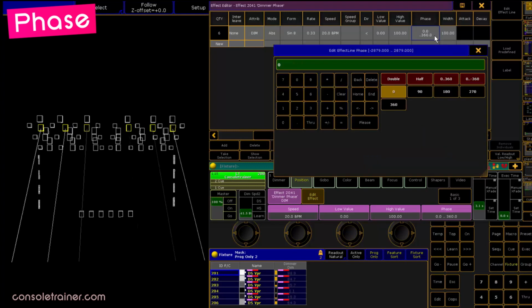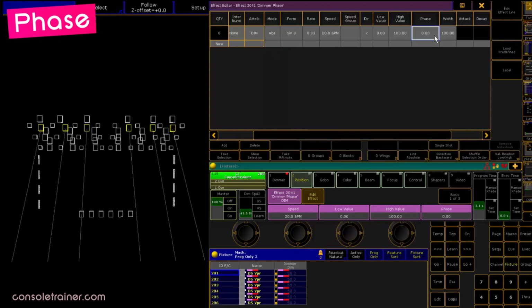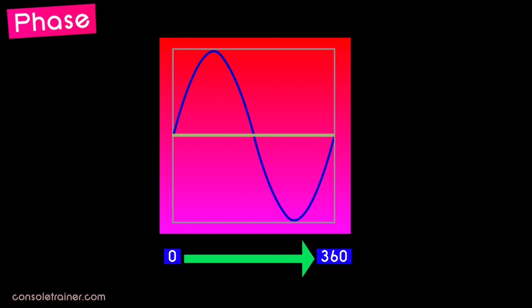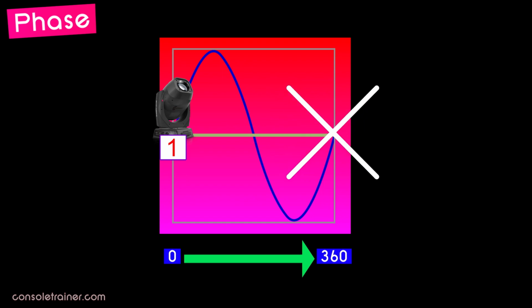If we set the phase of all of our lights to the same value, then they all have the same starting point and they run the effect in unison. Spreading these starting points out gives us more of a dynamic look. Let's take a look at how the console determines the starting points over that 0 through 360 range. It does mean that the first light's phase will be at 0, but the last light in our selection is not actually going to be at 360.